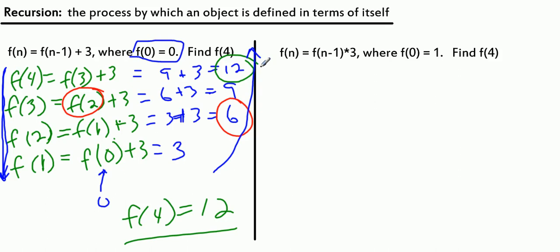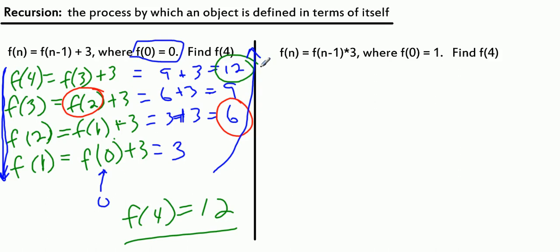And if you get into programming, or if you've already done some with data structures, this is essentially like a stack. F of 4 is waiting for f of 3 to finish. F of 3 is waiting for f of 2 to finish or compute. F of 2 is waiting for f of 1, and so on.